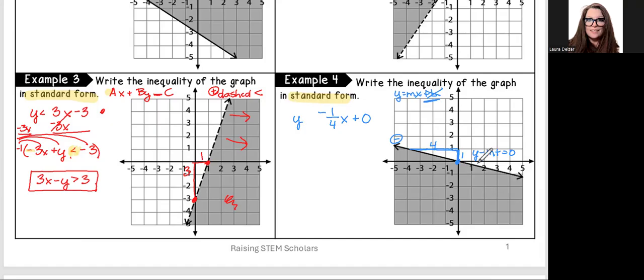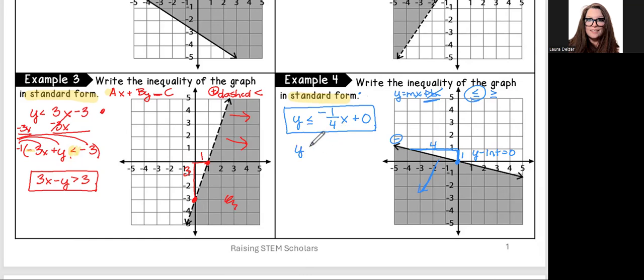Okay, this is a solid line. So we know that it can be either less than or equal to, or greater than or equal to. And so we look at the way it's shaded. It's shaded on the underside. And because it's shaded on the underside, we know it's going to be the less than or equal to. So we put that here. This is my slope-intercept form. But, oh noes, they want us to put it in standard form. Okay, we can do that.